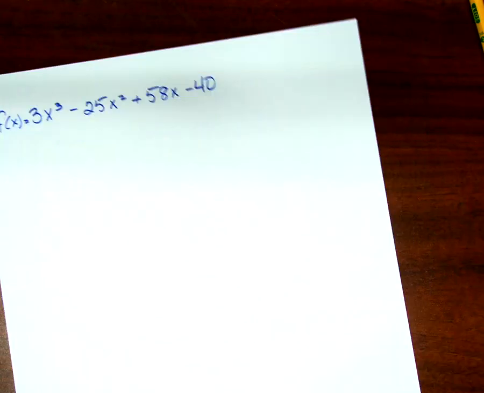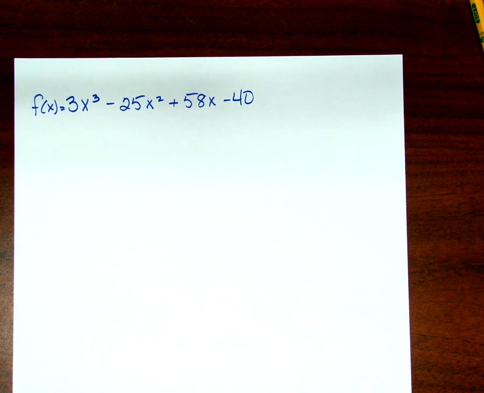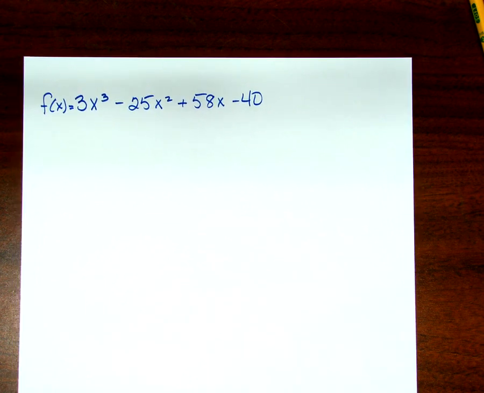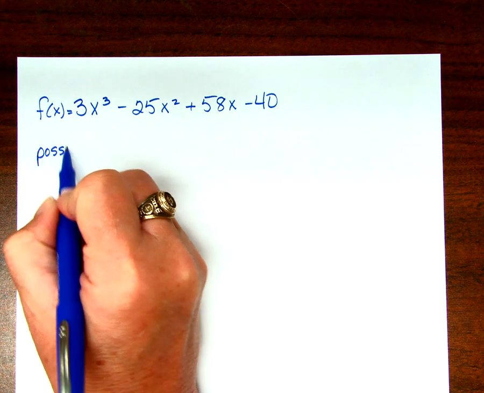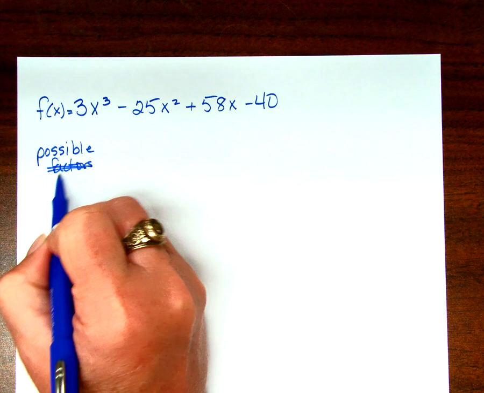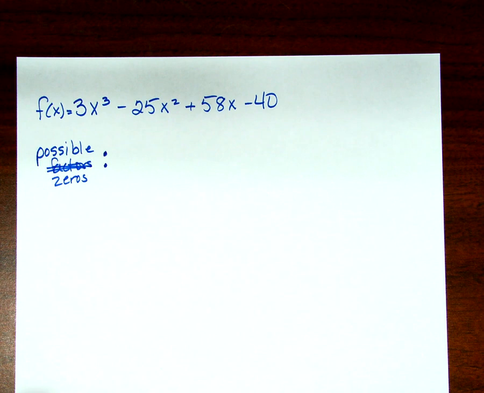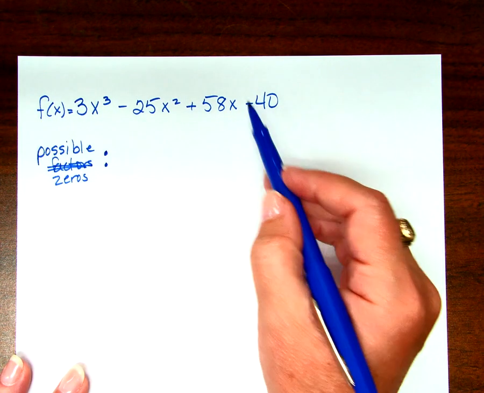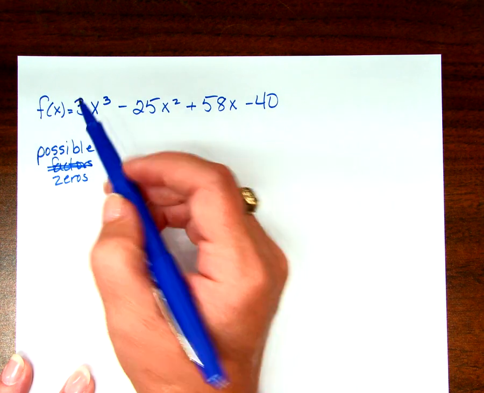Okay. Let's do one more example. Because I did say sometimes, right? I did say sometimes. So let's do one more example to make sure you understand what I mean. Possible factors. Or I guess zeros is better. Sorry about that. Possible zeros. How do I get those? The factors of the last number divided by what? The factors of the first number.